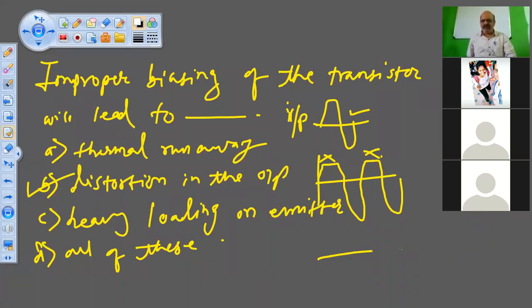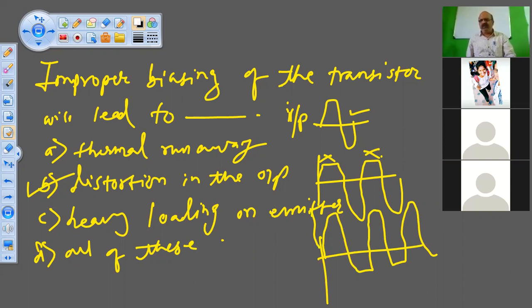Or you may get this type of signal. You are getting the positive half cycle, but in the negative half cycle you are getting clipping like this. So I am getting the positive half cycle, but the negative cycle is getting clipped off. So this is again distortion in the negative cycle. So either you will get a distortion in the positive cycle or you will get a distortion in the negative cycle. Correct? So that we call distortion in the output signal. So in this way you have to find out the correct answer for that.